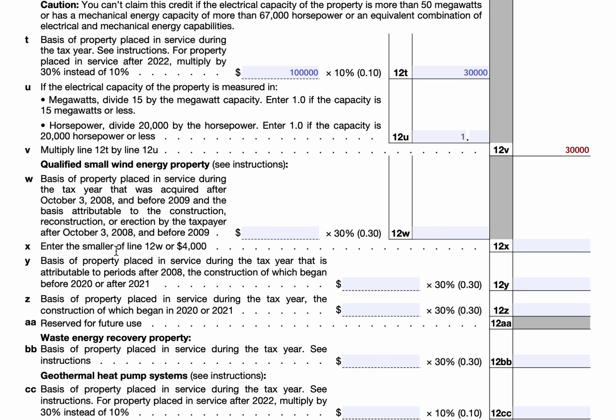And now we're entering the basis of property placed into service during the tax year after 2008, the construction of which began before 2020 or after 2021. So we'll use this one to document our $100,000 investment, for which we get a $30,000 tax credit. And then line 12Z is for the basis of property placed into service during the tax year, but the construction began in either 2020 or 2021.